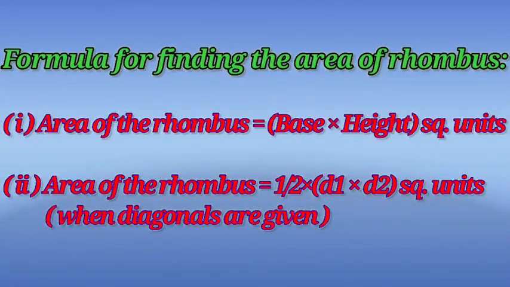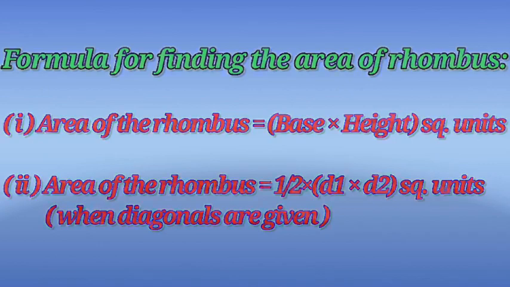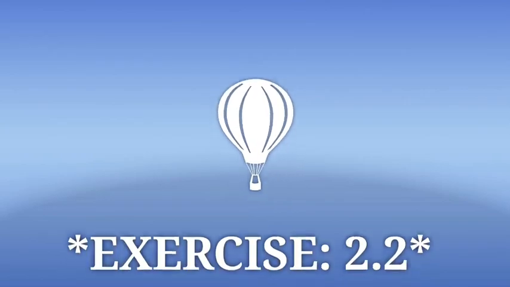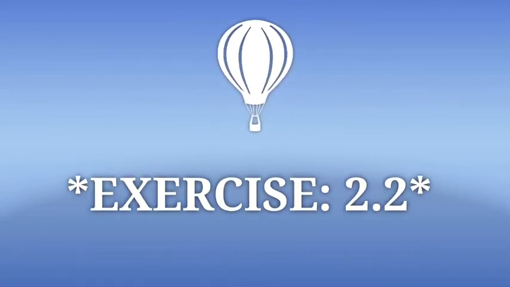Again I am repeating the formula. Area of the rhombus is equal to base into height square units. Another one is area of the rhombus is half times the product of diagonal 1 and diagonal 2 square units. Now let's start our exercise questions and answers.